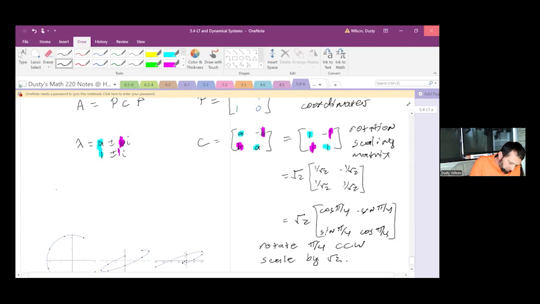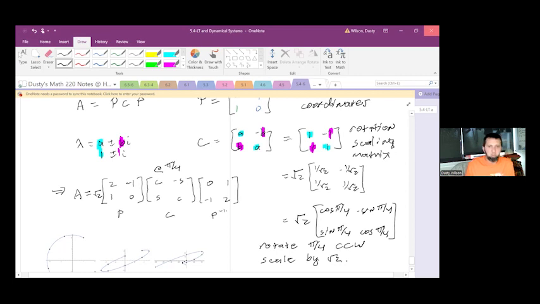So just to be clear, this tells us that our A matrix is equal to P, which is 2 and 1 vertically and minus 1, 0 horizontally, so that's my P, times my C, which is square root of 2 times all of that other matrix. Maybe I'll write it as cosine, minus sine, sine, cosine, all at pi over 4. And then P inverse, which in this case is pretty easy to calculate because it's a 2 by 2 matrix. So that'll be 0, 1, minus 1, 2. And we could check this by simply multiplying it all out if we were so inclined.